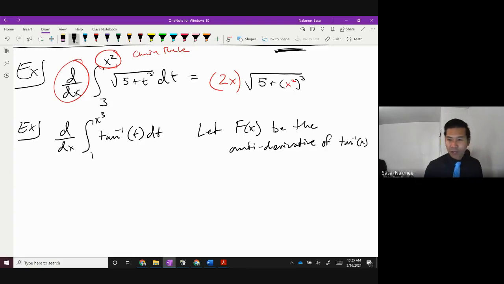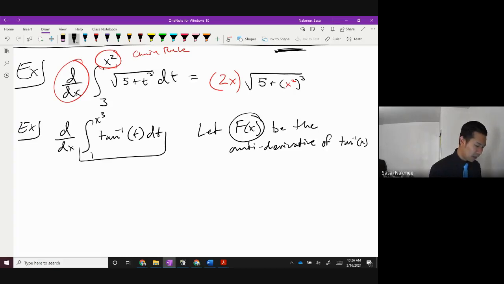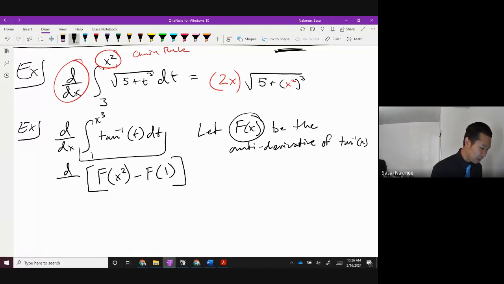Okay? So I'm going to use a substitution method here. I can evaluate this right here using capital F of x. What I'm saying is this integral right here is going to be equal to capital F of x squared minus capital F of 1. I don't know what the antiderivative is. I'm just going to let F equal to it. And now that I let F equal to it, I'm going to take the derivative of this. You ready for this? The derivative of this is going to give me this right here. I have to chain rule this guy right here.